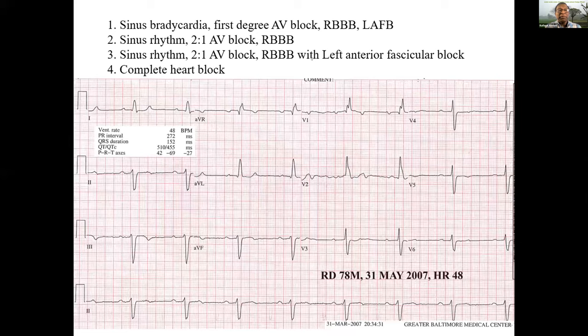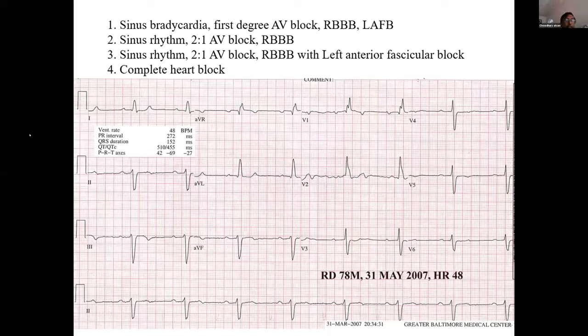Sinus rhythm, majority said sinus rhythm, sinus bradycardia, first degree AV block, right bundle, left anterior fascicular block. And then we have the other answers. 17% said sinus 2-1 heart block. Who will do this? Hafiz?